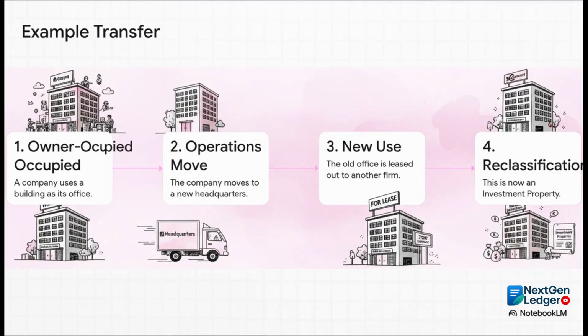And here is a textbook example of what that looks like. Let's say a company has been using a building as its own office. Then they decide to move into a fancy new headquarters. What do they do with the old building? They lease it out to another company. That lease agreement, that is your evidence. The moment that happens, the use has changed, and the property gets transferred from owner-occupied to investment property.